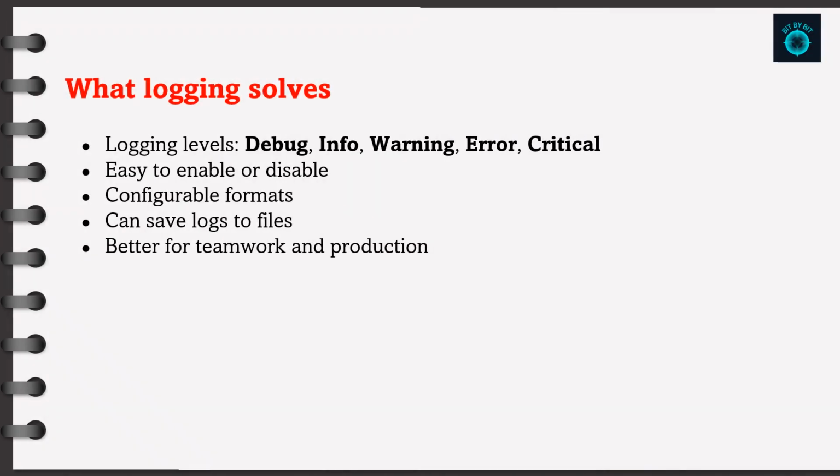What logging solves. Logging is designed for real software development. It provides different levels such as debug, info, warning, error, and critical. This makes it possible to separate detailed development messages from important production issues. Logging is easy to enable or disable without changing the source code. You can format logs to include timestamps, log levels, and even module names. Logs can also be written to files for later review. This makes it easier for teams to trace issues in production systems and keep audit records.